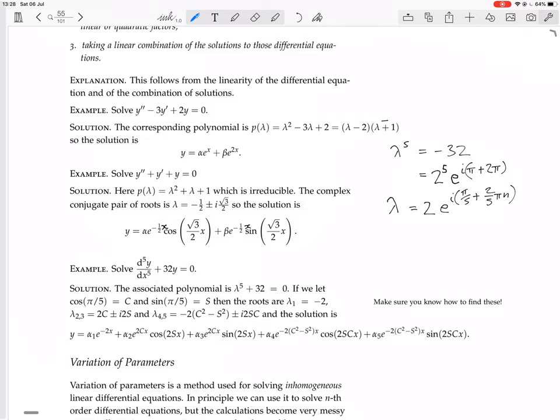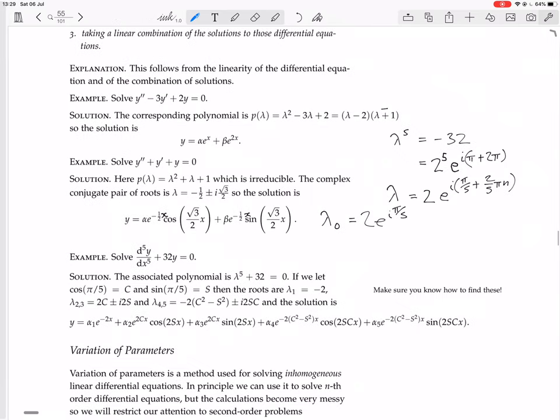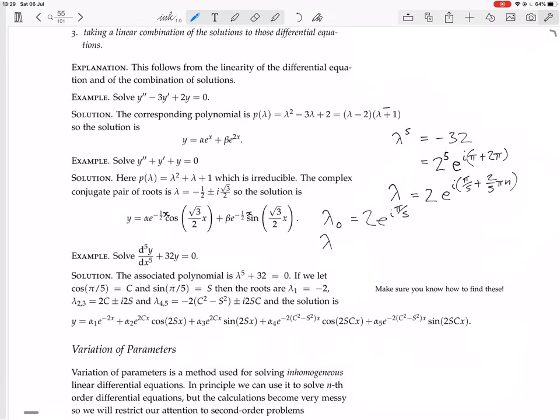So the first one maybe is, let's call them by the thing. Let's get lambda 0, where n equals 0. You don't have to call it this, I'm just calling it this. So lambda 0 will be where n equals 0, so it'll be 2 e to the i pi over 5, okay? Lambda 1 will be 2 e to the i, and you're going to have 3 pi over 5, okay? Lambda 2, where n equals 2, that'll be 2 e, and now you're going to have pi over 5 plus 4 pi over 5.